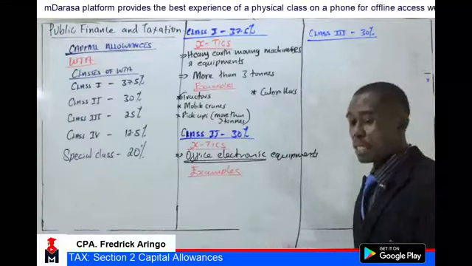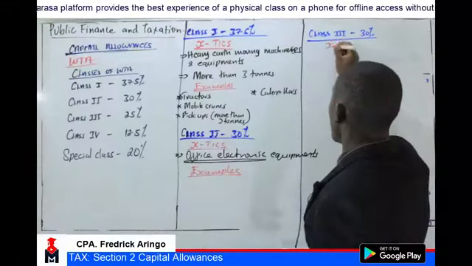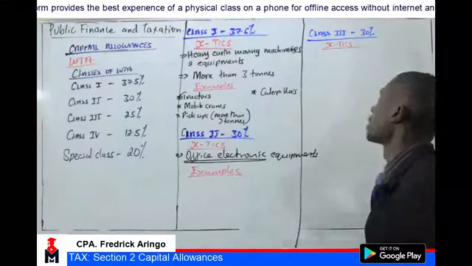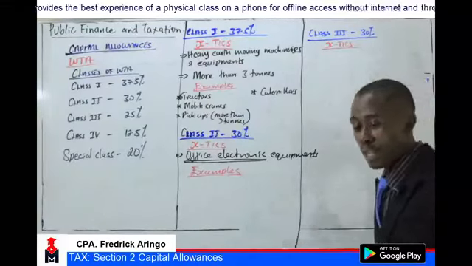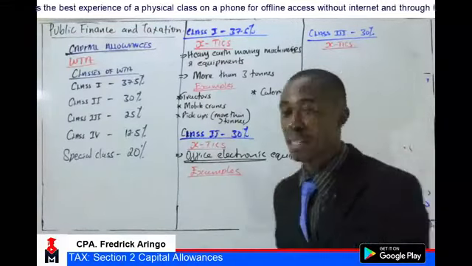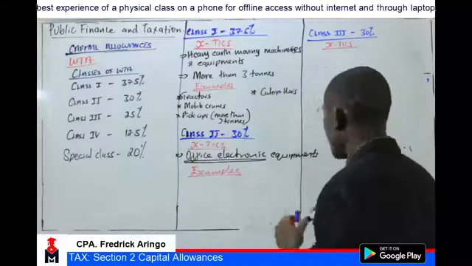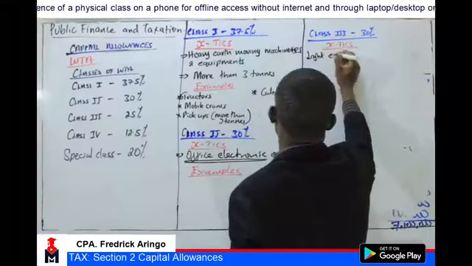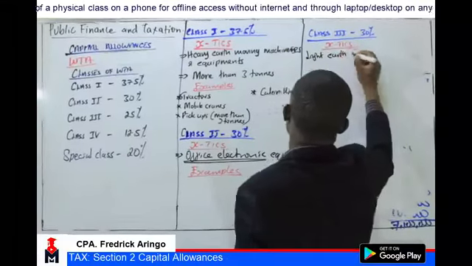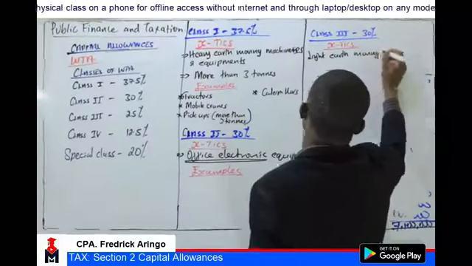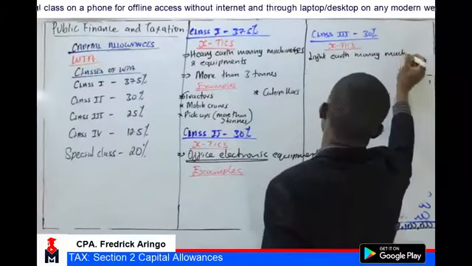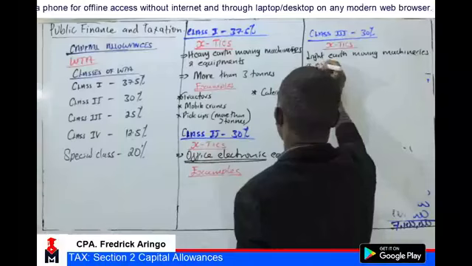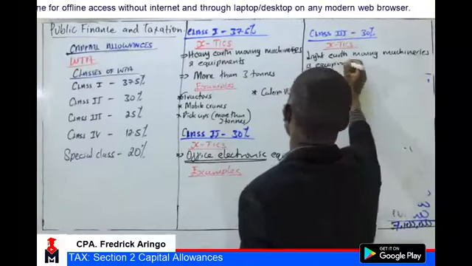So looking at this case, you should understand the characteristics. What are the characteristics of class 3 items? We normally term them as light earth moving machineries and equipments.